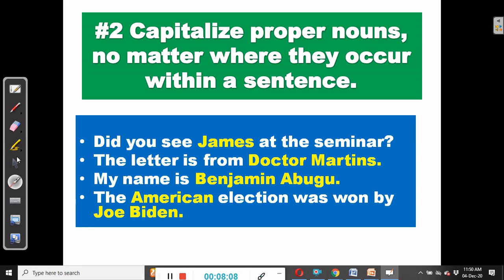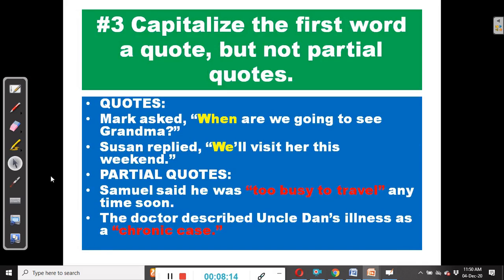Now, let's look at other rules. Let's proceed to other rules. Rule number 3, capitalize the first word of a quote but not partial quotes.